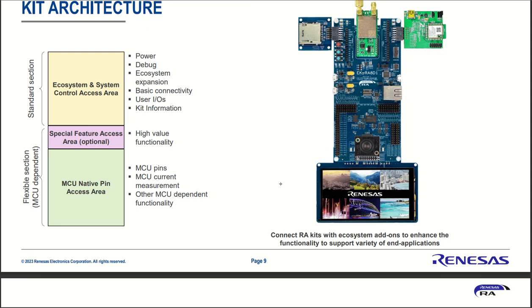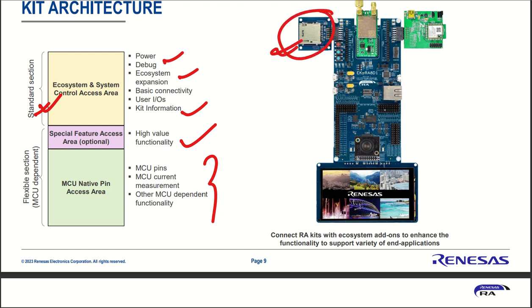More into kit architecture, we have other families as well. As you can see, the standard sections are ecosystem and system control access, power, debug, and kit information, high value functionalities, and microcontroller pins and their accesses. So this can have another expansion. See here, some separate memory cards or some other interface is getting connected. Here also one more interface is getting connected. Here a display is getting connected.